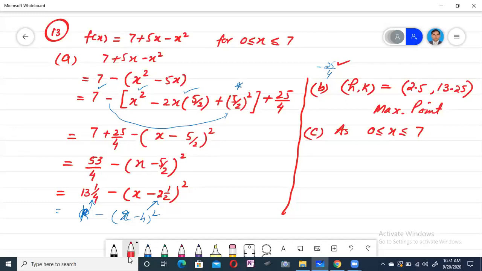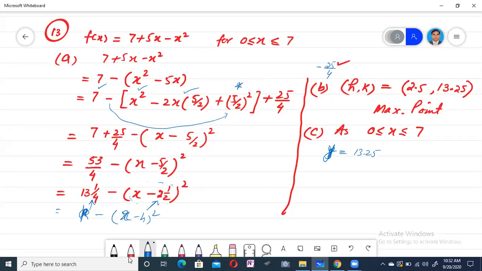Okay, then what is the range? If we make the term containing the square, this one here, 0, then what will be y? Y means the maximum value here. Maximum value we will get here 13.25. Y maximum is 13.25. Okay, and what is the minimum value here we can get?